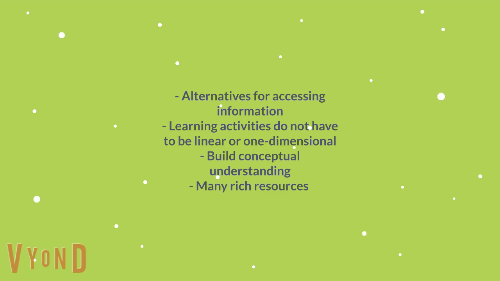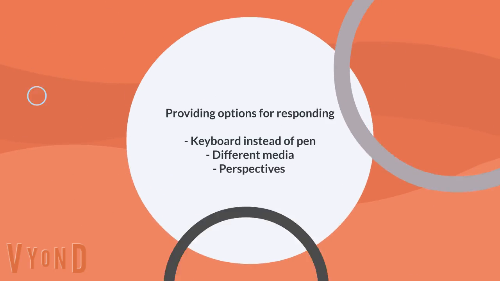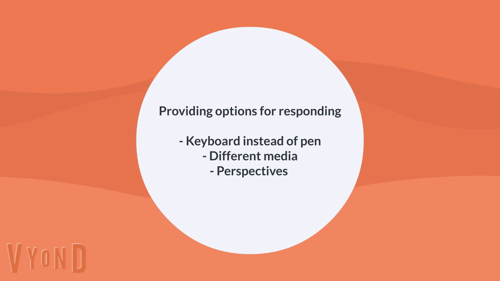Secondly, providing options for responding. For example, keyboard instead of pen to complete a writing assignment. Providing options for completing assignments using different media, text, speech, film, music. For example, looking at slavery in the 1800s, students can look at the experience of people who have no human rights. This allows different perspectives to be looked at and also a contrast to modern day versions of slavery, such as child labour or child soldiers.